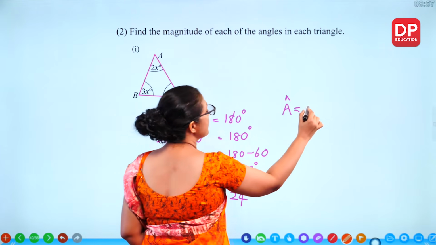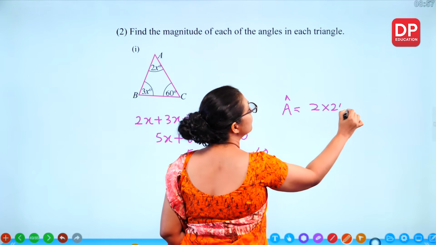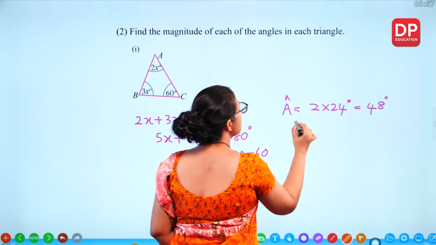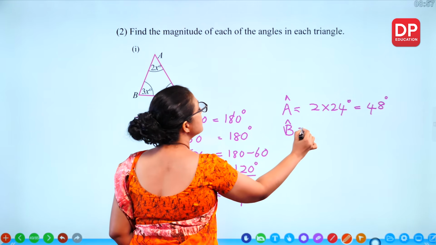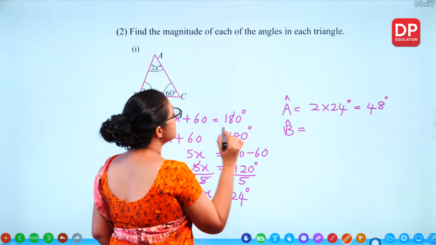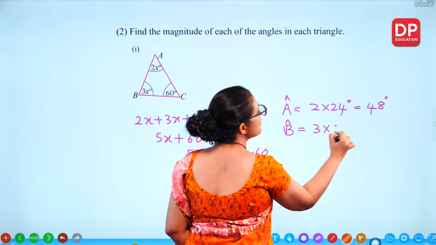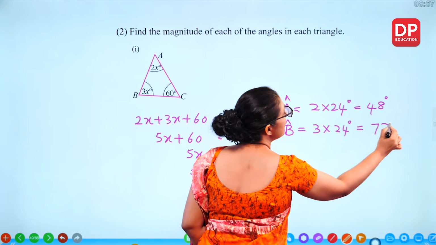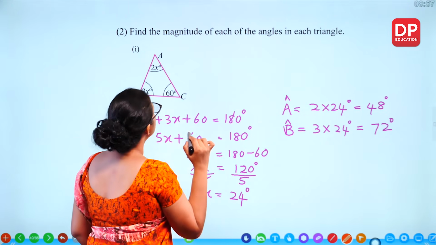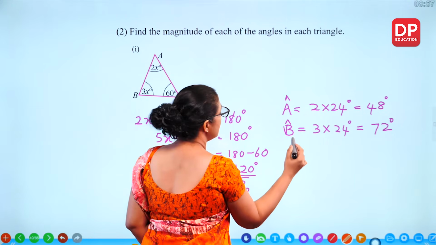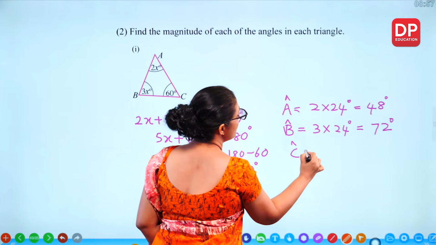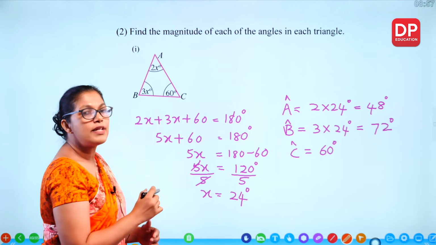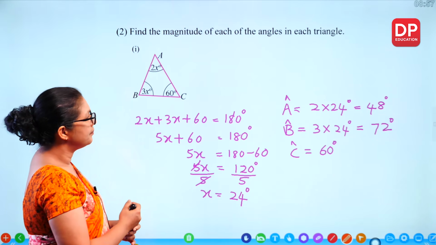A equals 2x. 2 times 24, you get 48 degrees. B angle is 3x. 3 times 24, 72 degrees. C angle, already known, that's 60 degrees. So these are the three angles in this triangle.